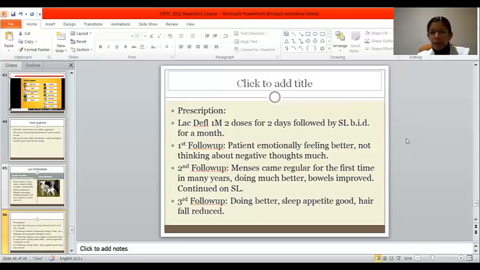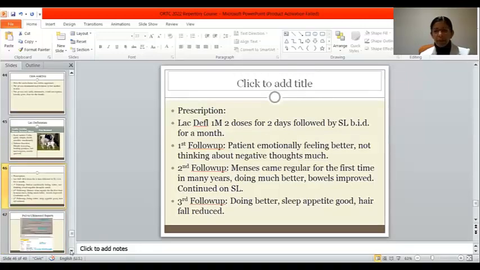For the first follow-up, the patient was emotionally feeling better. She's not thinking about the negative thoughts. Second follow-up, menses became regular for the first time. She was very happy. Menses have been regular after a long gap. So she is doing much better. Her bowels have improved. She's continued on SL. Third follow-up, she's doing much better. Sleep, appetite, everything improved. Hair fall is reduced.